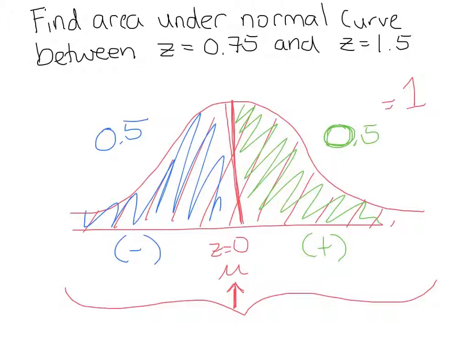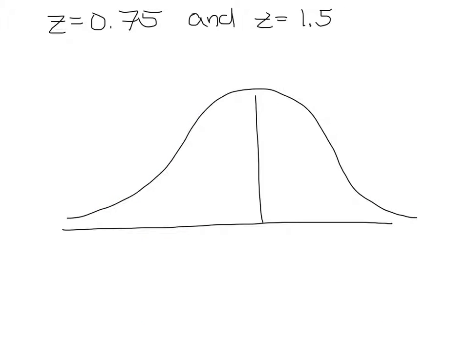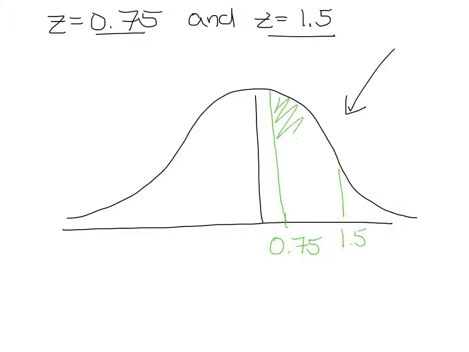So first off, let's get a picture of what the area between these two z-values looks like. Since both of my z-values are positive, they're both going to fall on this side of the graph. It doesn't really matter where you plot them, just plot them somewhere. So we'll just say that this is going to be 0.75 and this will be 1.5. So the area between them is this right here.